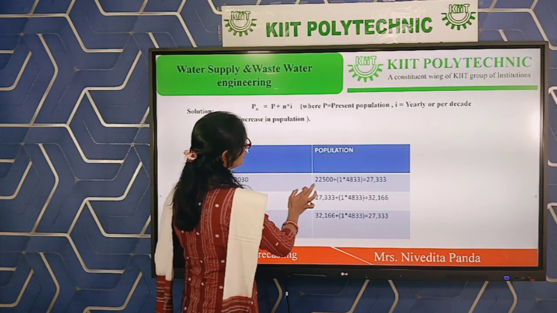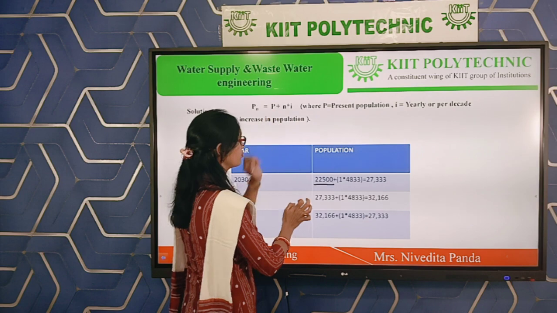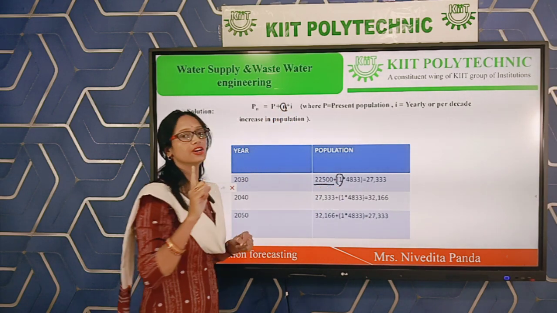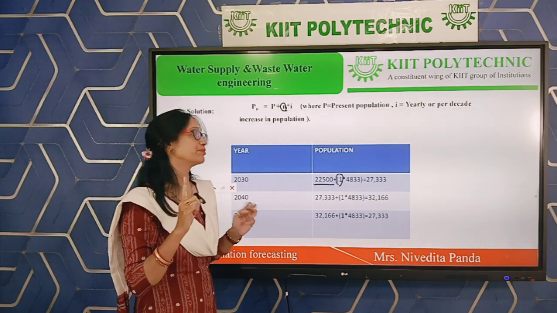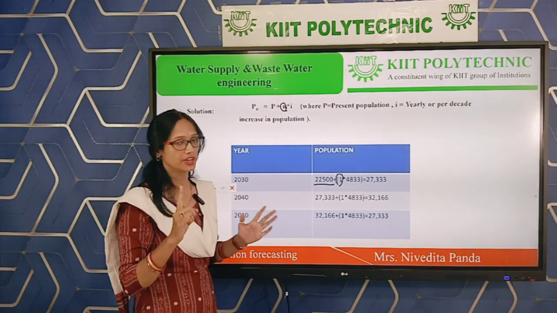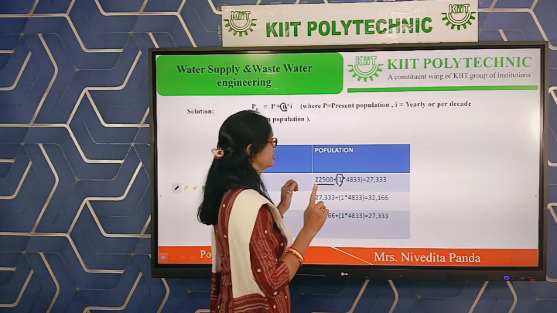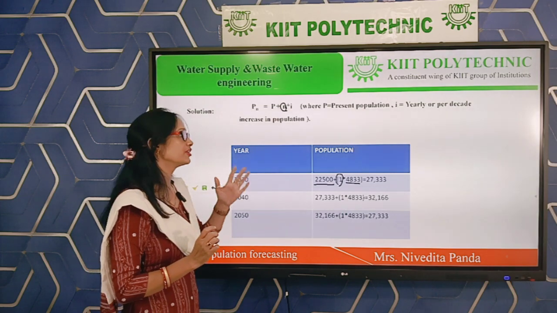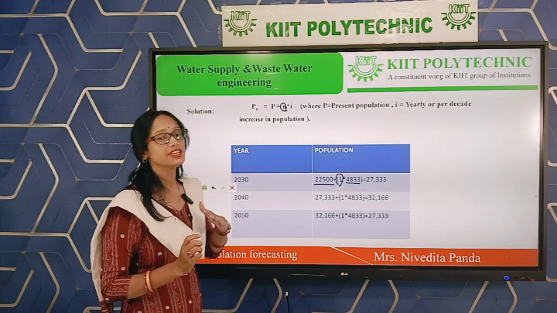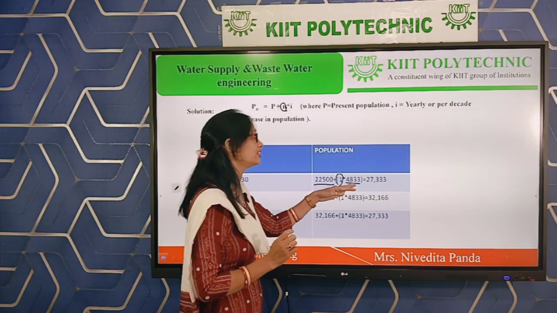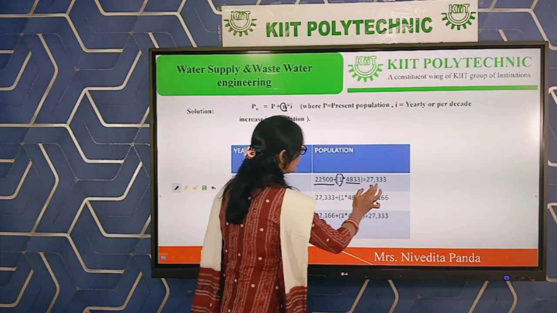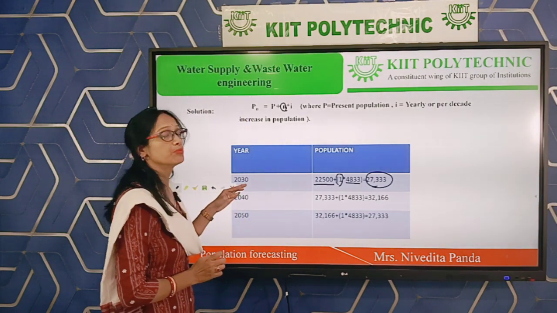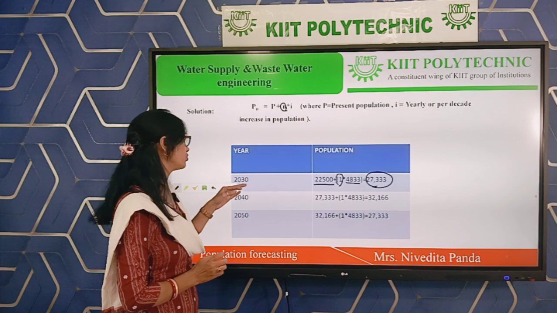22,500 is the present population, and N is the number of decades. For 10 years, we take 1 decade. So always remember that the N value will remain constant, that is 1. And 4,833 is the average increase in population that we have already calculated. Then the value we get is 27,333, that is the expected population of 2030.